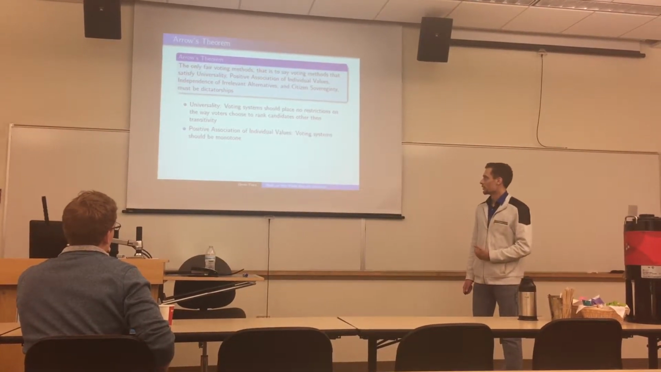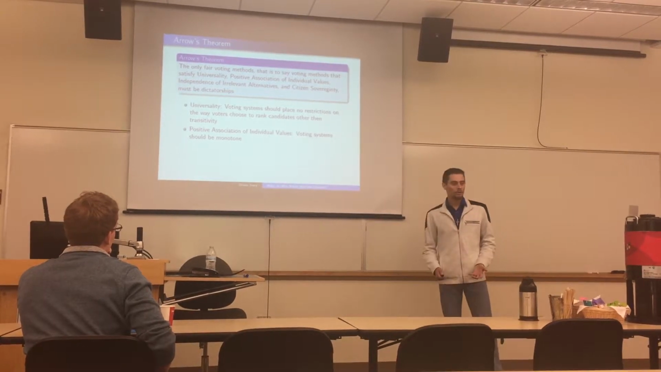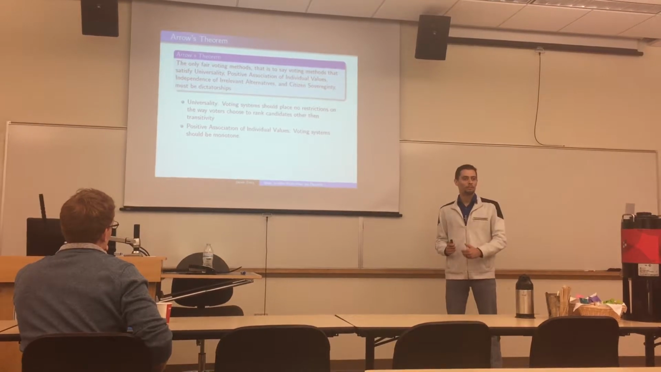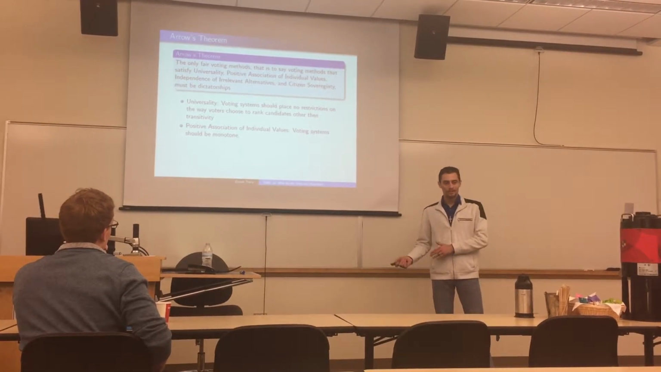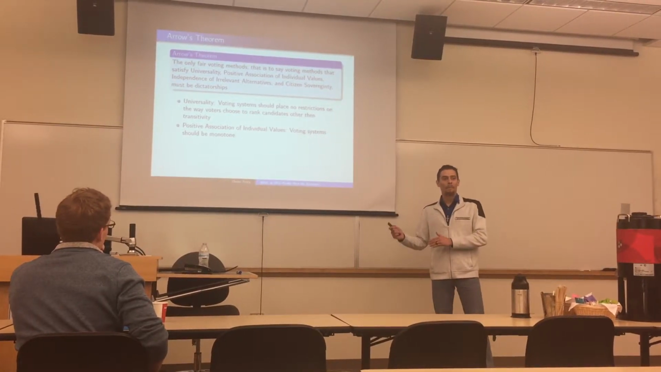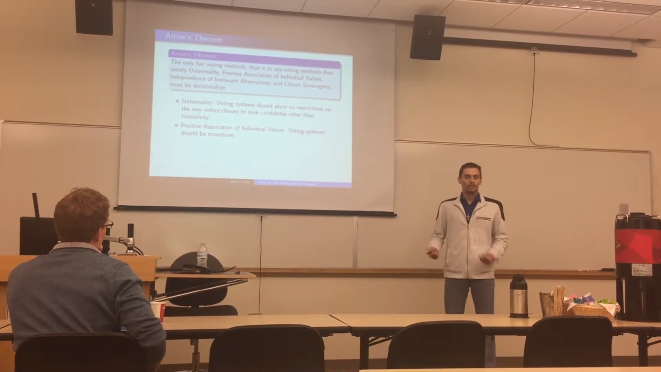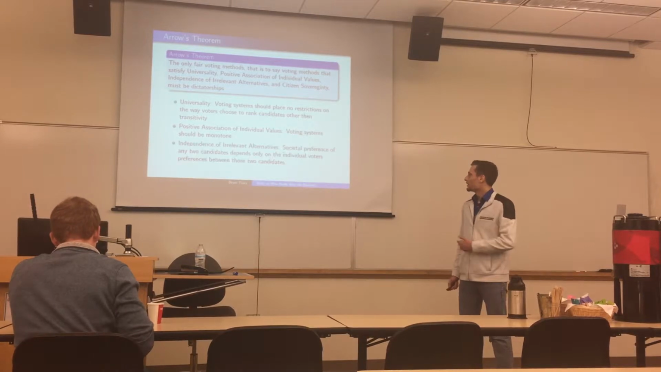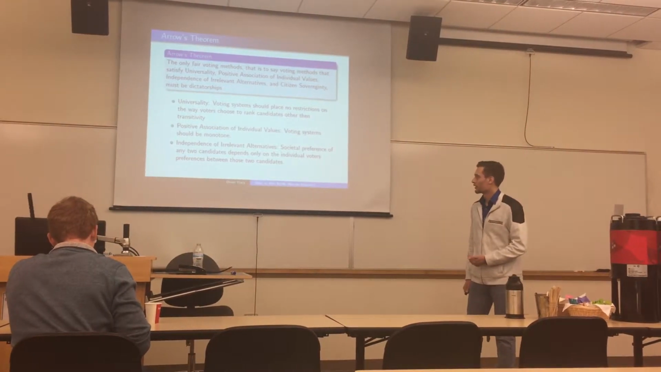Positive association of individual values says that voting systems should be monotone. That is, a winning candidate should not lose by gaining more votes. And likewise, a losing candidate should not win by losing votes. So it should be good for me when I get more votes. Next one would be independence of irrelevant alternatives.